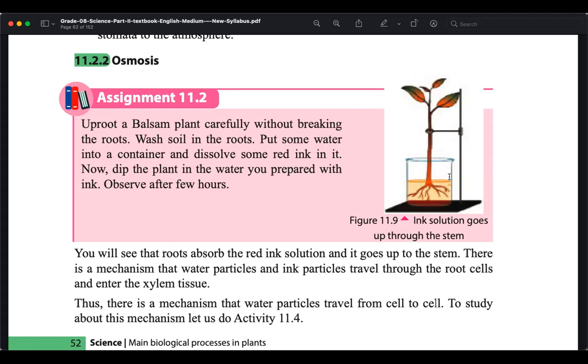Actually, there is something called xylem tissue. I said that is in the venation. Venation means this one, right? I think you have seen this venation.